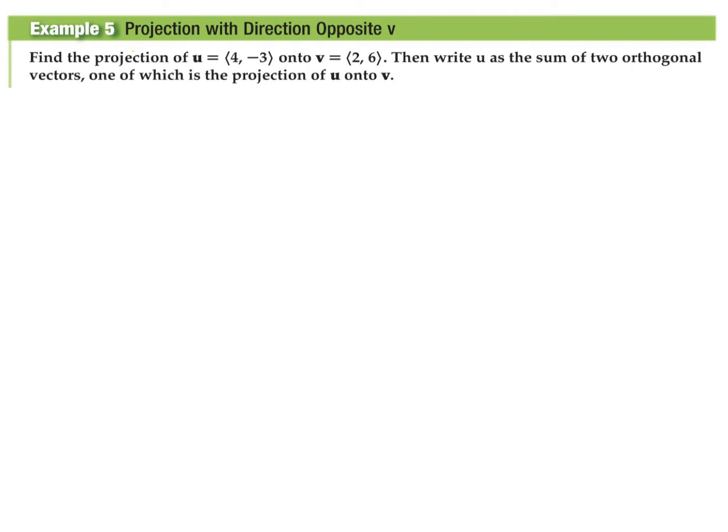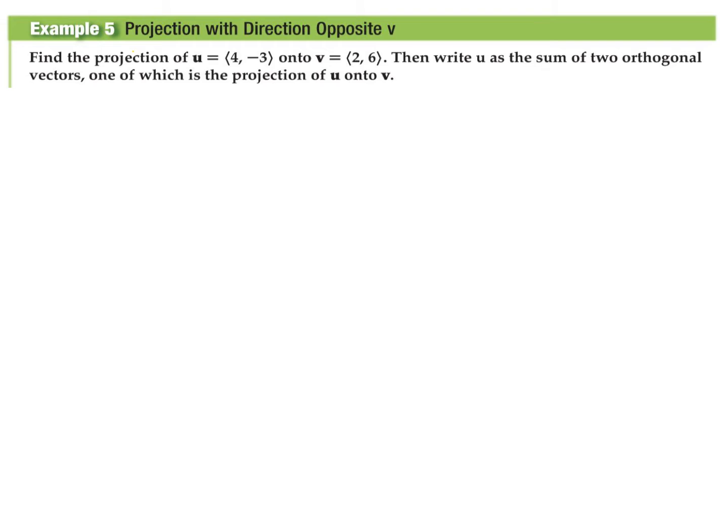Okay, you guys, so this problem says projection with direction opposite of V. We will get to that at the end. So looking at the directions, it says find the projection of U, which is 4, -3, onto V, which is 2, 6. Then write U as the sum of two orthogonal vectors, one of which is the projection of U onto V. That's very similar to what we did in the last one. I think just our result is going to differ.